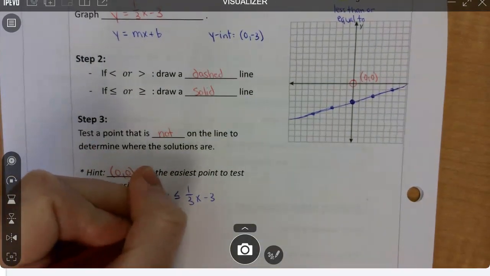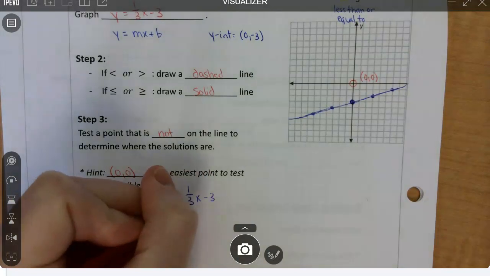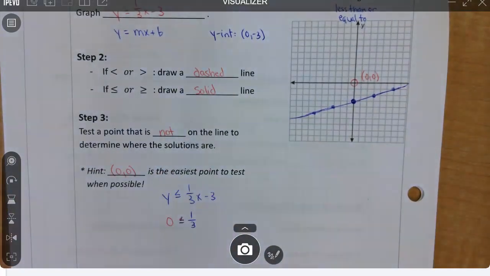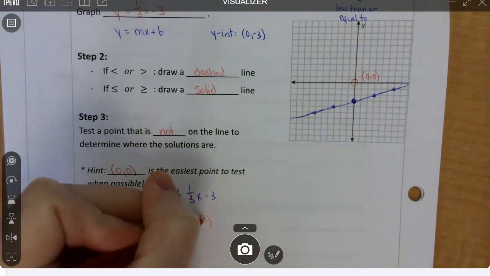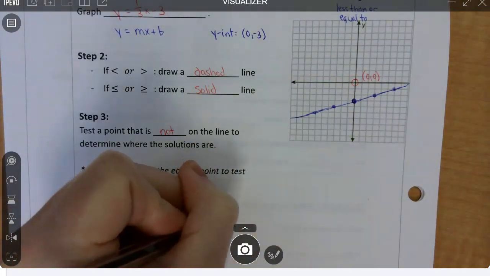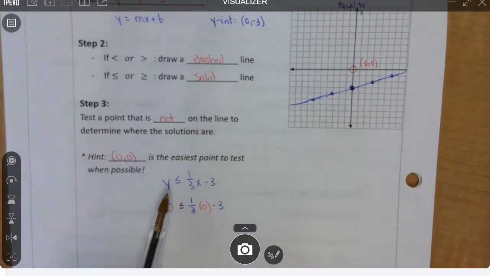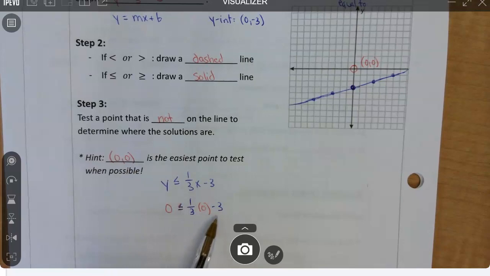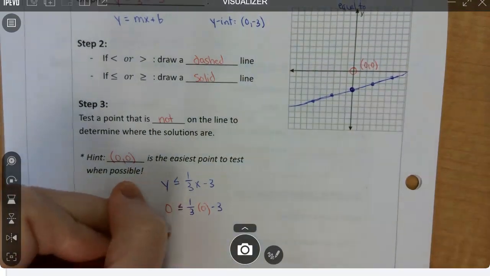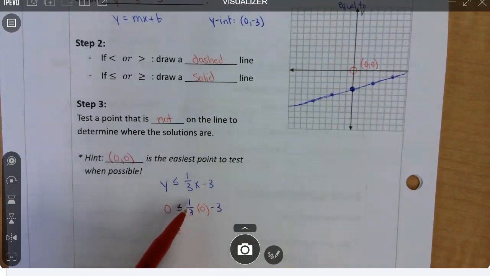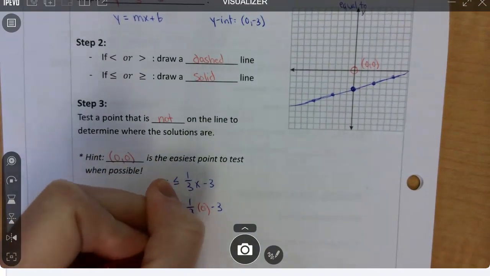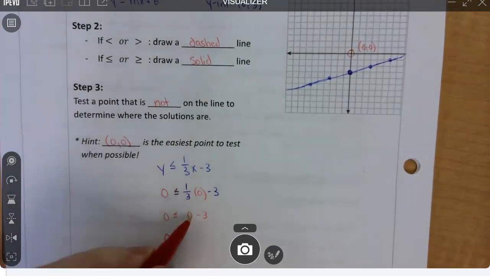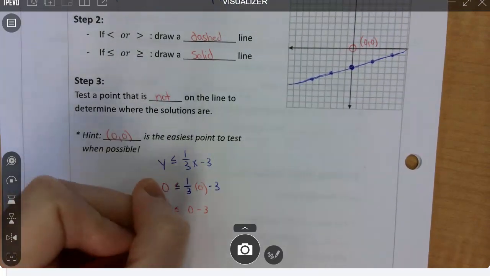So it's going to be 0 is less than or equal to 1/3 times 0 minus 3. So all I did was replace this y and this x with the 0, 0 point. And I'm trying to decide, is this inequality true? Well, I have 0 on the left. This 1/3 times 0 is just 0, and I have minus 3. That leaves me with 0 on the left. 0 minus 3 on the right gives me negative 3.